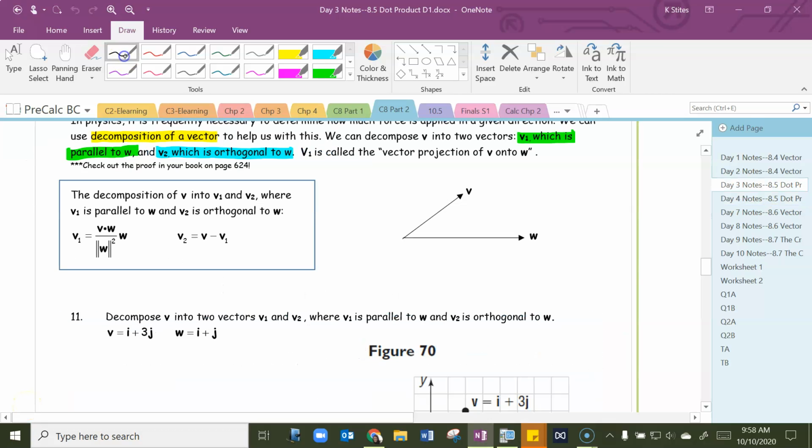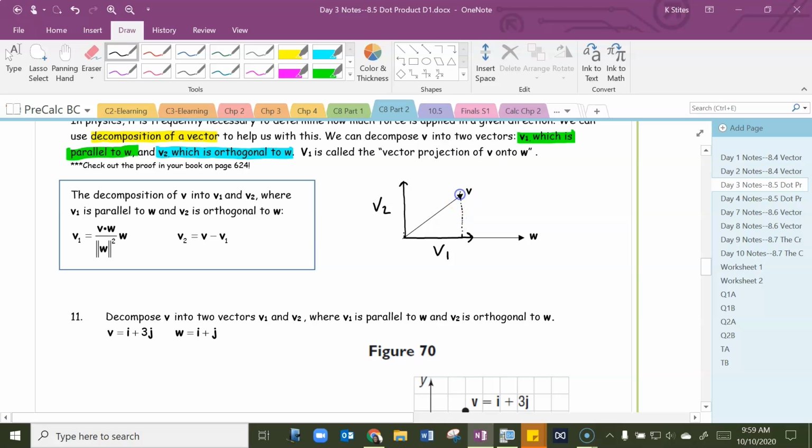So let's take a closer look at what V1 and V2 are. V1 is parallel to W. So remember, parallel means in this instance that they're actually really on top of each other. The angle between them is 0 degrees. So I'm going to go ahead and draw V1 right here on top of W. And V2 is orthogonal to W, which is really perpendicular. So this guy's V2. But what I'm actually going to do is redraw V2 right here.